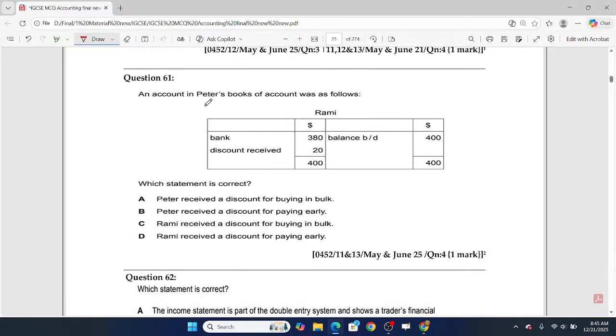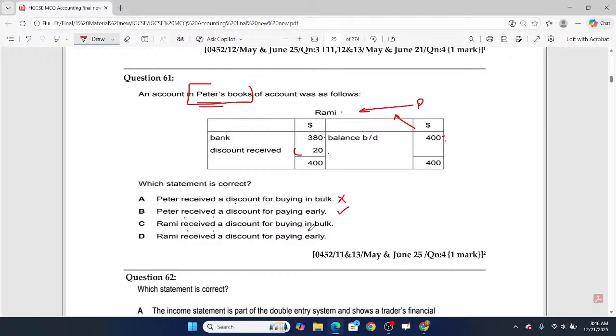An account in Peter's book of account was as follows. Rami in Peter's books. Initially 400 rupees. What does it mean? Peter owes Rami this much in the very beginning, and the payment made is 380 immediately after a discount. Peter received a discount for buying in bulk. No, it's not bulk buying, it's a cash discount. Peter received a discount for paying early. This may be the correct one.